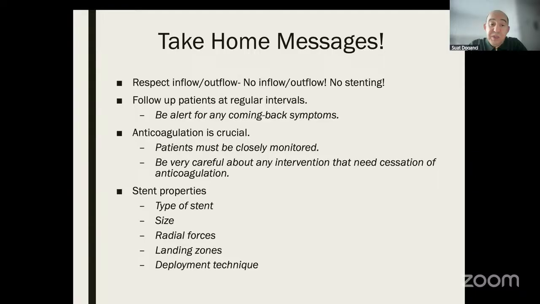And anticoagulation is really crucial, so patients should be very closely monitored. And we should also be careful about any intervention that needs cessation of anticoagulation. And we should also be careful about the stent properties, like the type of the stent, size, radial force, landing zone, and deployment technique. And thank you very much for listening.